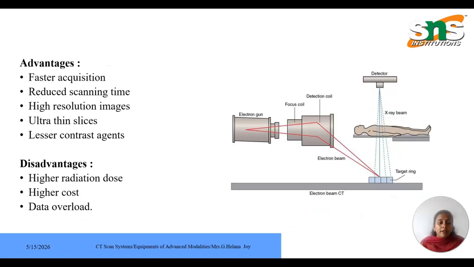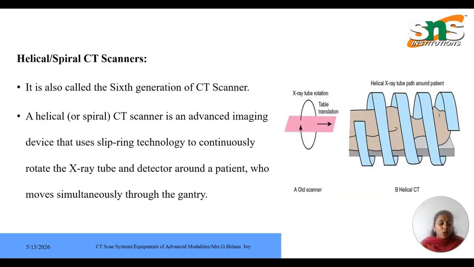Advantages are faster acquisition. It reduces the scanning time. High resolution images are acquired, with ultra thin slices and less contrast agent. Disadvantages are higher radiation dose, higher cost and data overload.